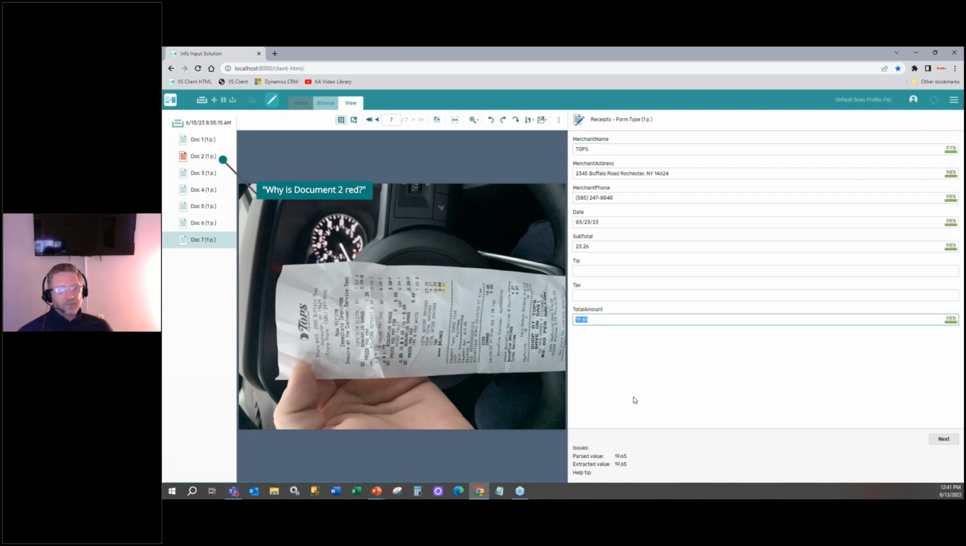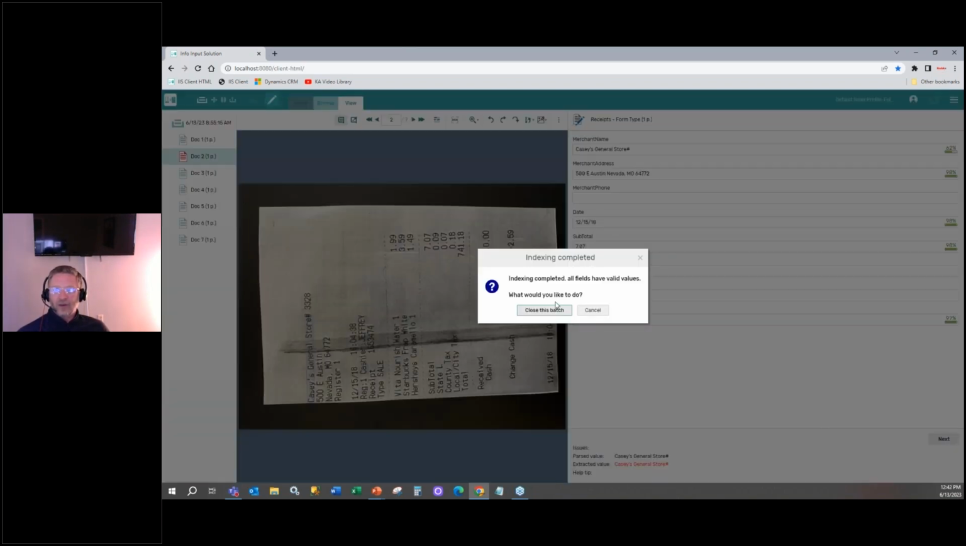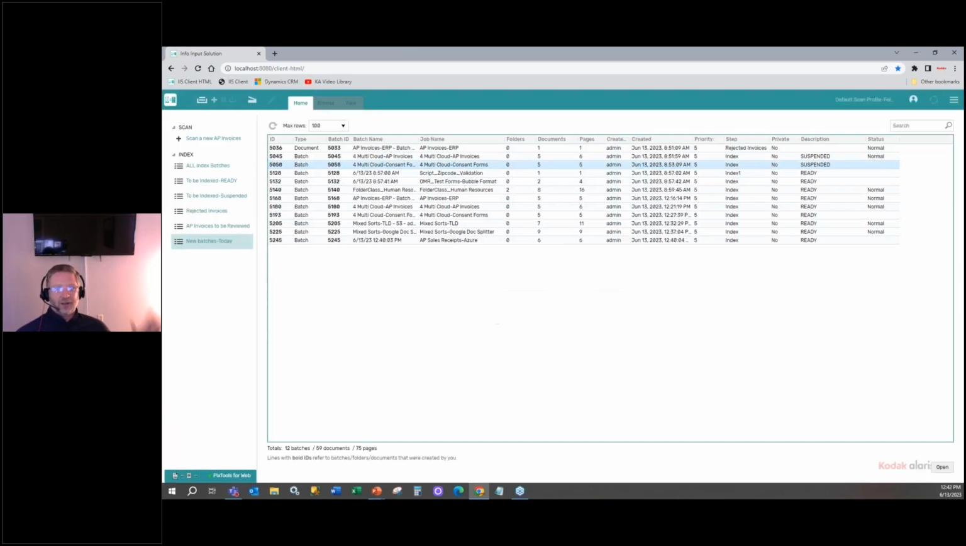Document two is red on the left side. Why is that? Because it got a low confidence on, you can see on the far right here, it didn't know if that was Casey's General Store. I would say that this receipt isn't the cleanest looking receipt that you've ever seen, which is even more impressive. But you can see here, all I would have to do is just click that indicator and hit next, and you see close batch, and the batch closes.